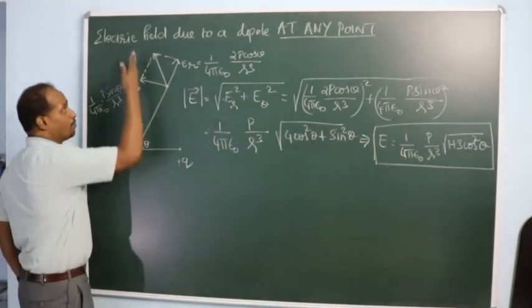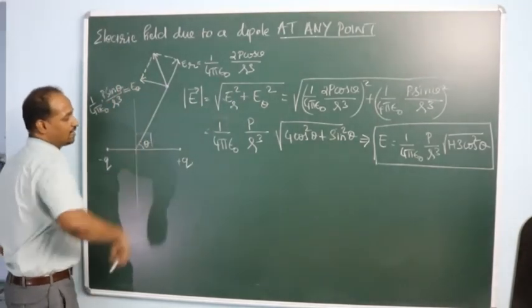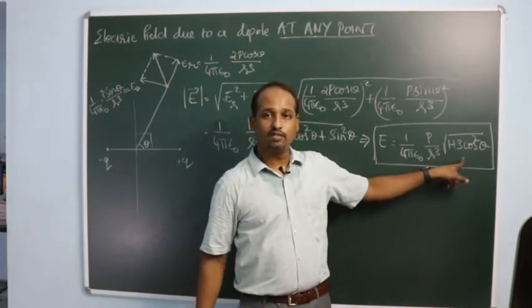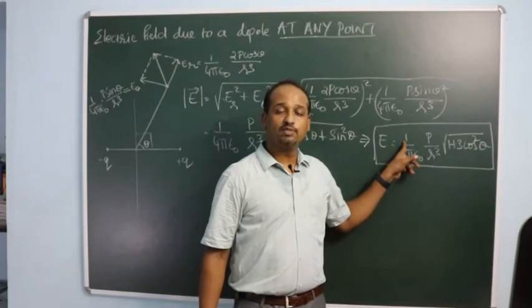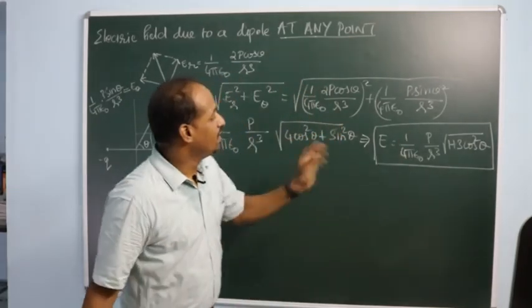Now at a point on its perpendicular bisector, the angle is 90 degrees. Cos 90 is 0, so root over 1 is 1. So the electric field at a point on its perpendicular bisector is 1 by 4 pi epsilon naught P by r cube. That is how you can find it.